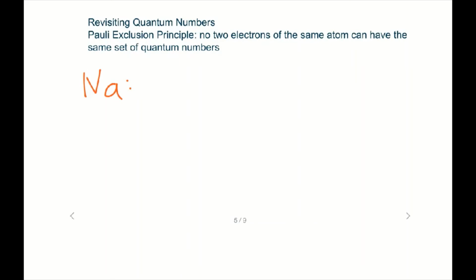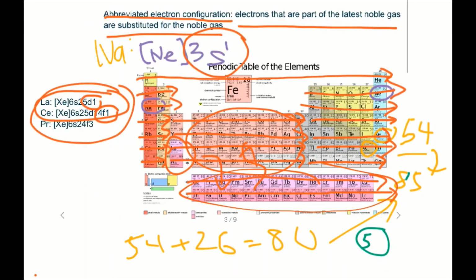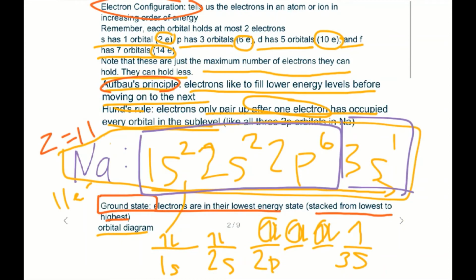Before we revisit it, let's talk about this rule, the Pauli exclusion principle. It states that no two electrons of the same atom can have the same set of quantum numbers. So keep this in mind when you are comparing two electrons in an atom. So let's just say I want to find the quantum numbers for the last electron in sodium. So I'm going to draw some brackets and I'm going to figure it out. So we did do an orbital diagram for sodium. So let's look at this orbital diagram. The last electron is right there. We have to find the quantum number for that.